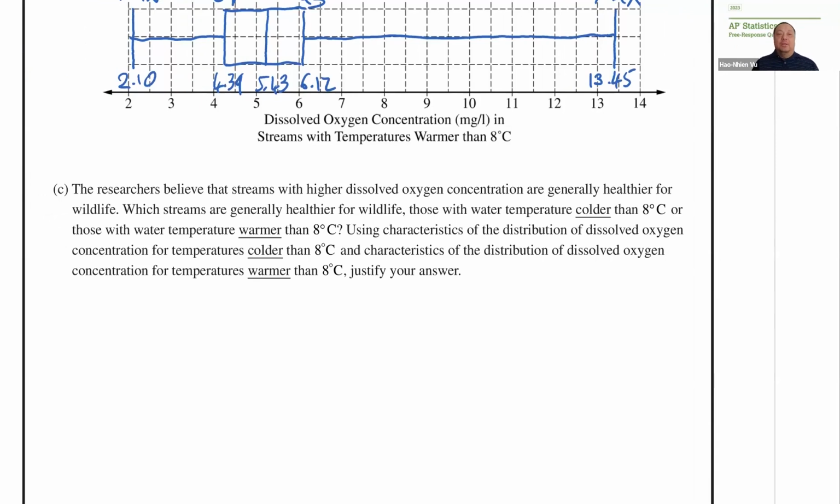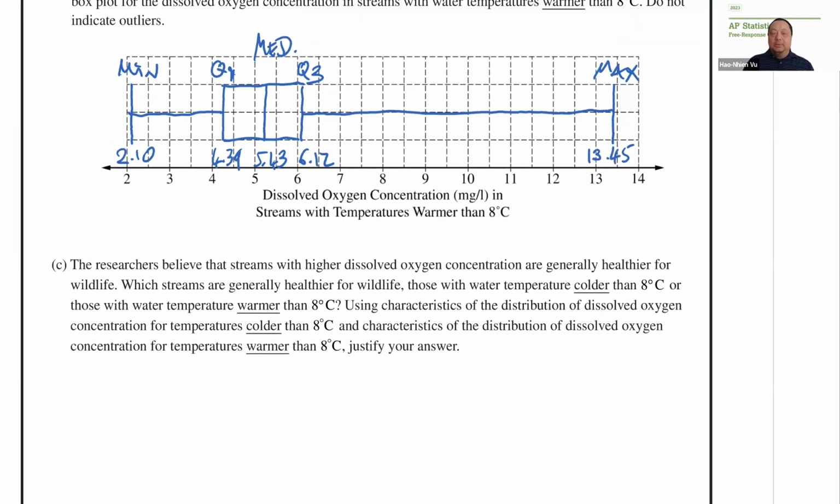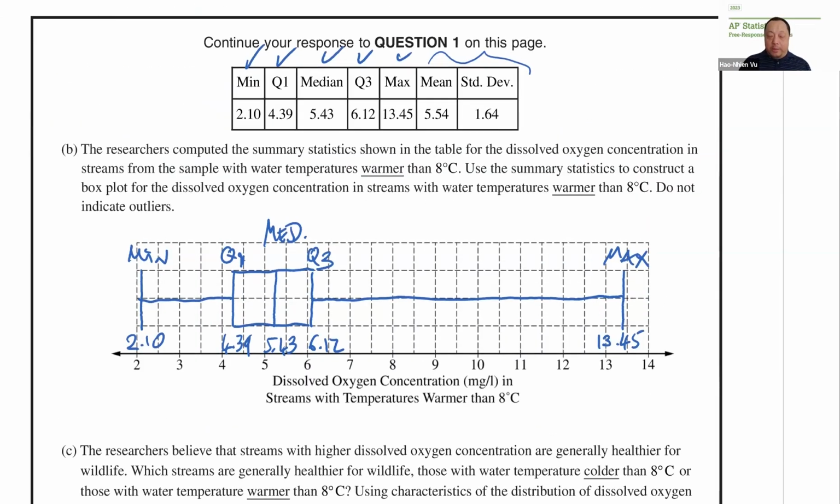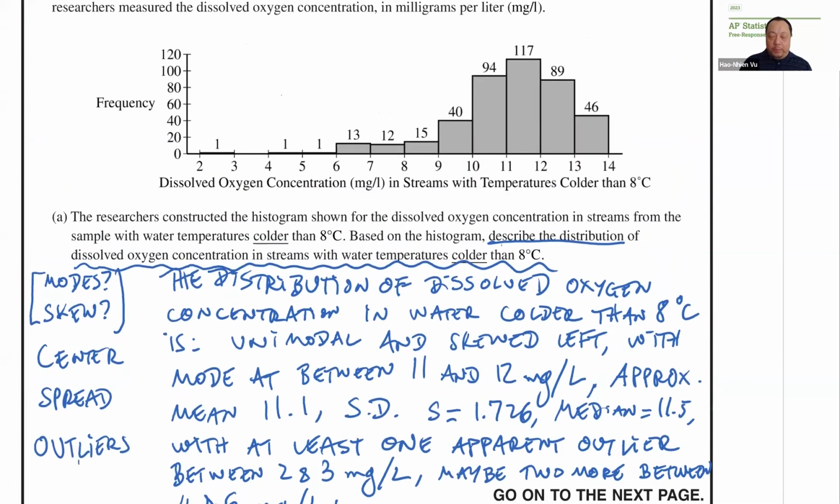Now part C. The researchers believe that streams with higher dissolved oxygen concentration are generally healthier for wildlife. Which streams are generally healthier for wildlife? Those with water colder than or warmer than, using characteristics of the distribution of dissolved oxygen. Justify your answer. Basically, they're saying more oxygen is better. So which one has more oxygen? Regardless of how much calculation you did or did not do in part A, you can still answer this question.